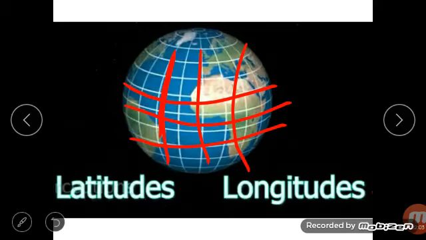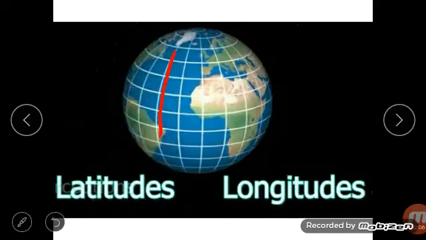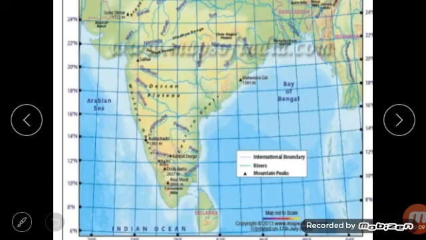Now I am taking the example of the India map just to show how we can find out the location of a place. So this is the map of India. If you want to know the location of the Arabian Sea, you can see here that this line is longitude and this line is latitude, and they are meeting at this point. These are intersecting. This is the location of the Arabian Sea. But you must know the degree of longitude and latitude.